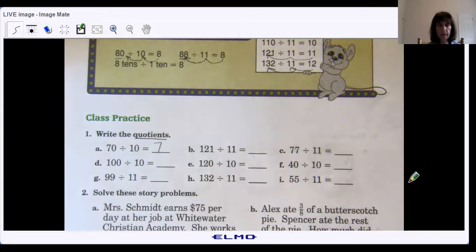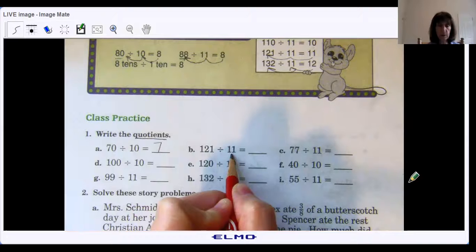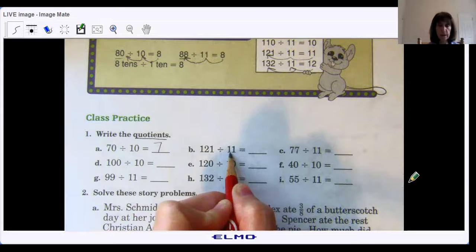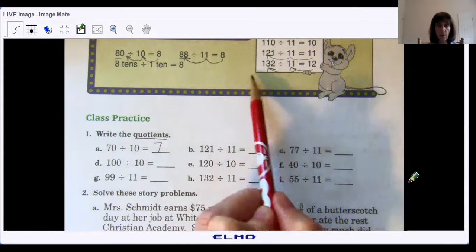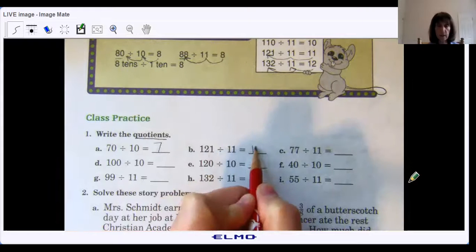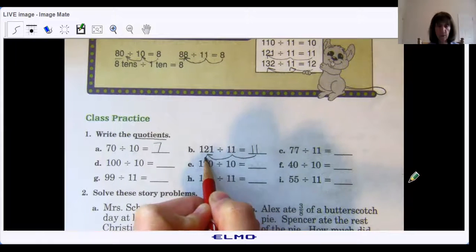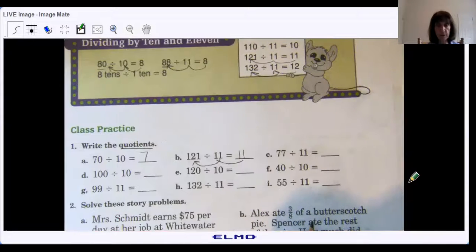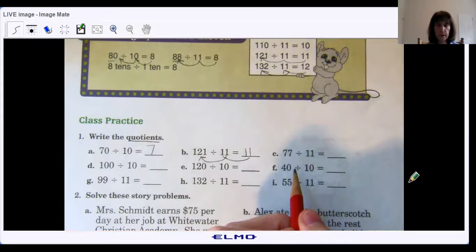All right, let's go to B. 121 divided by 11 equals, let's think, look at your little box, what number times 11 is going to give you 121? Okay, and the answer is 11. So 11 times 11 equals 121. Does everybody see how I'm doing the reverse? Does everybody understand, I hope? If we're going too fast, let us know.